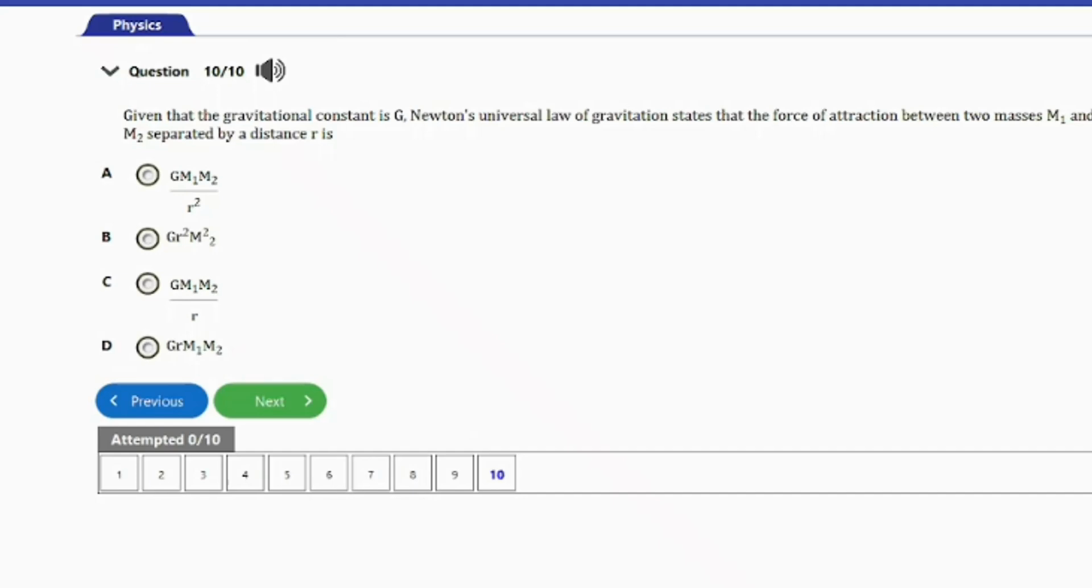C, G into m1 m2 over r, and D, G into r m1 m2. So guys, obviously the answer to this question is option A, G into m1 m2 over r squared. So that's Newton's universal law of gravitation, and that's the answer to this question, guys.